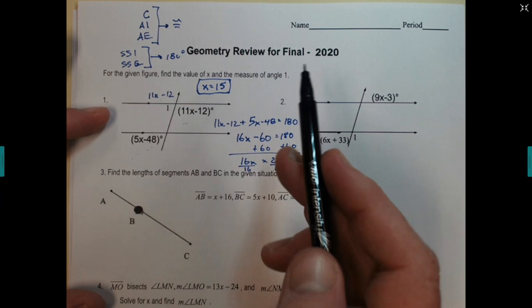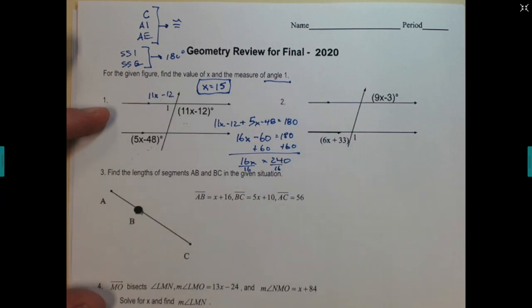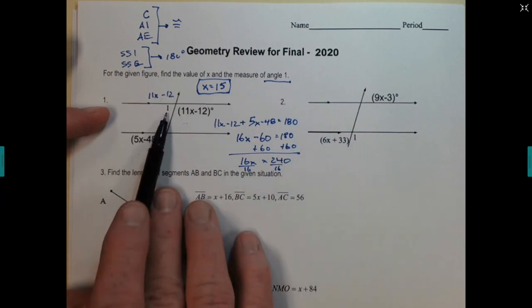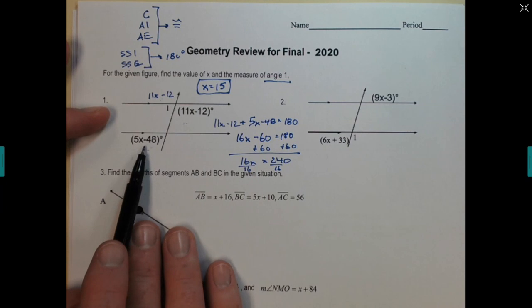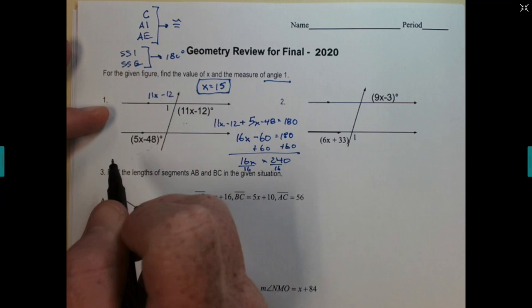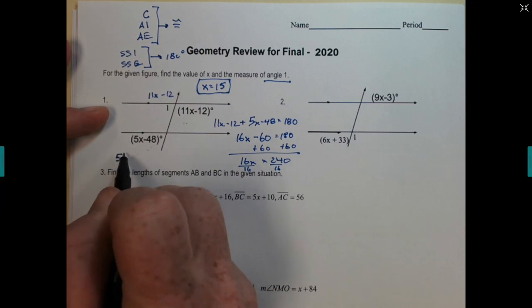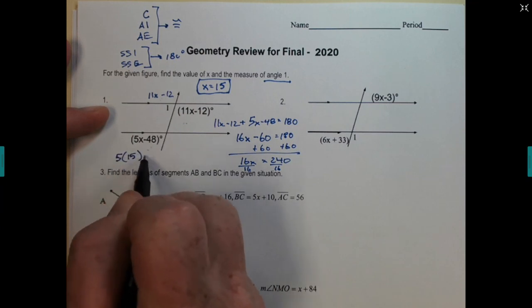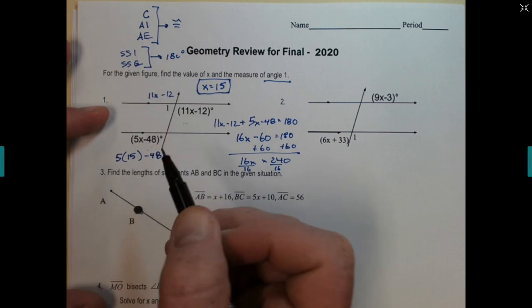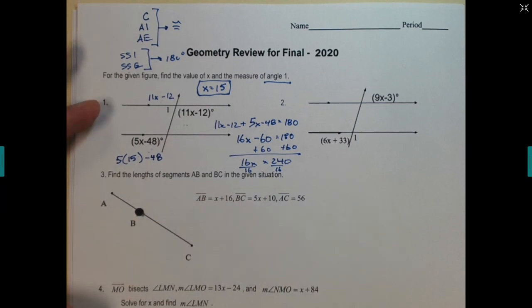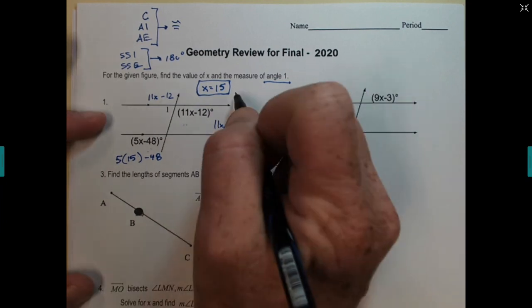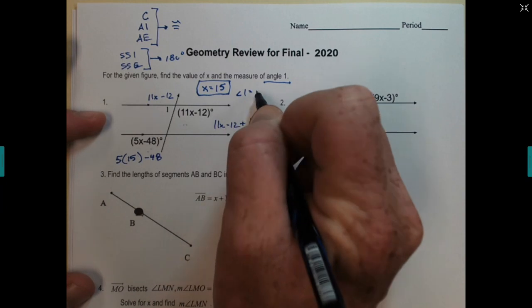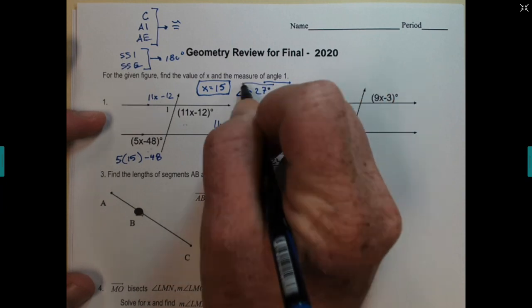And they also asked us to find the measure of angle 1. I know angle 1 is corresponding to this angle down here. So if I find this one, then I have them both. Just got to take the value of x and plug it in. Instead of 5 times x, I'll do 5 times 15. 5 times 15 is 75 minus 48. Looks like I got angle 1 equal to 27 degrees.